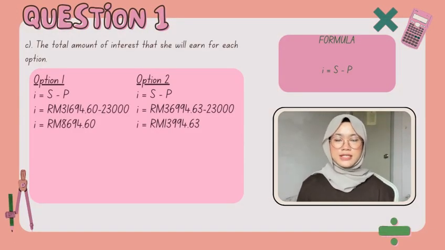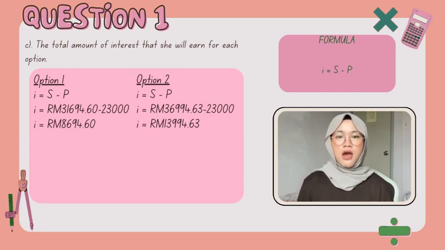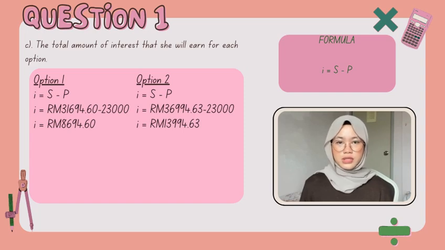I'm going to discuss question 1C. In this question, they ask for the total amount of interest that Helena will earn for each option. The formula that we will use is I equal to S minus P. For the first option, we know that S is 31,694 ringgit 60 cents minus the principal, which is 23,000 ringgit. And we got the answer, I equal to 8,694 ringgit 60 cents.